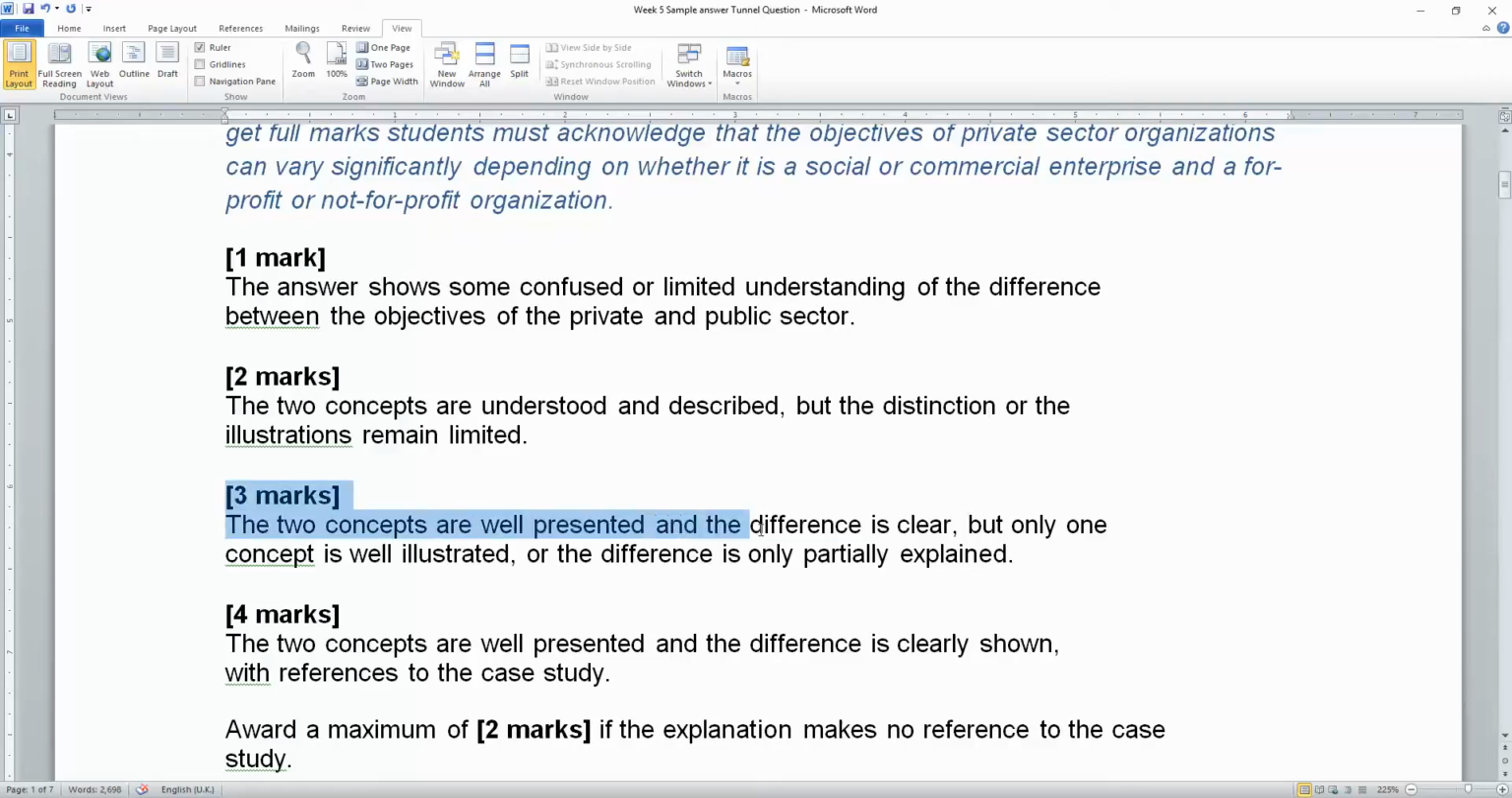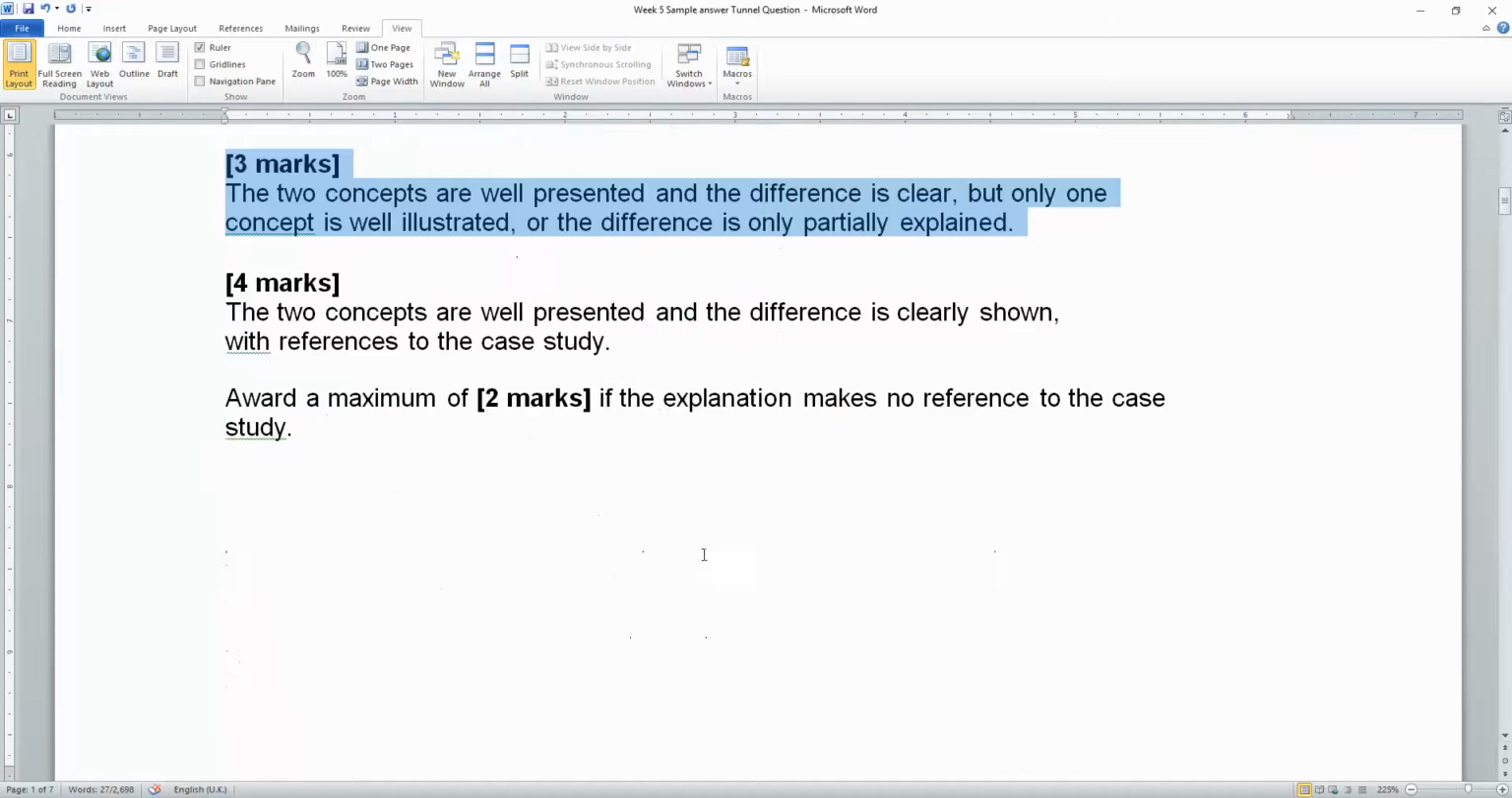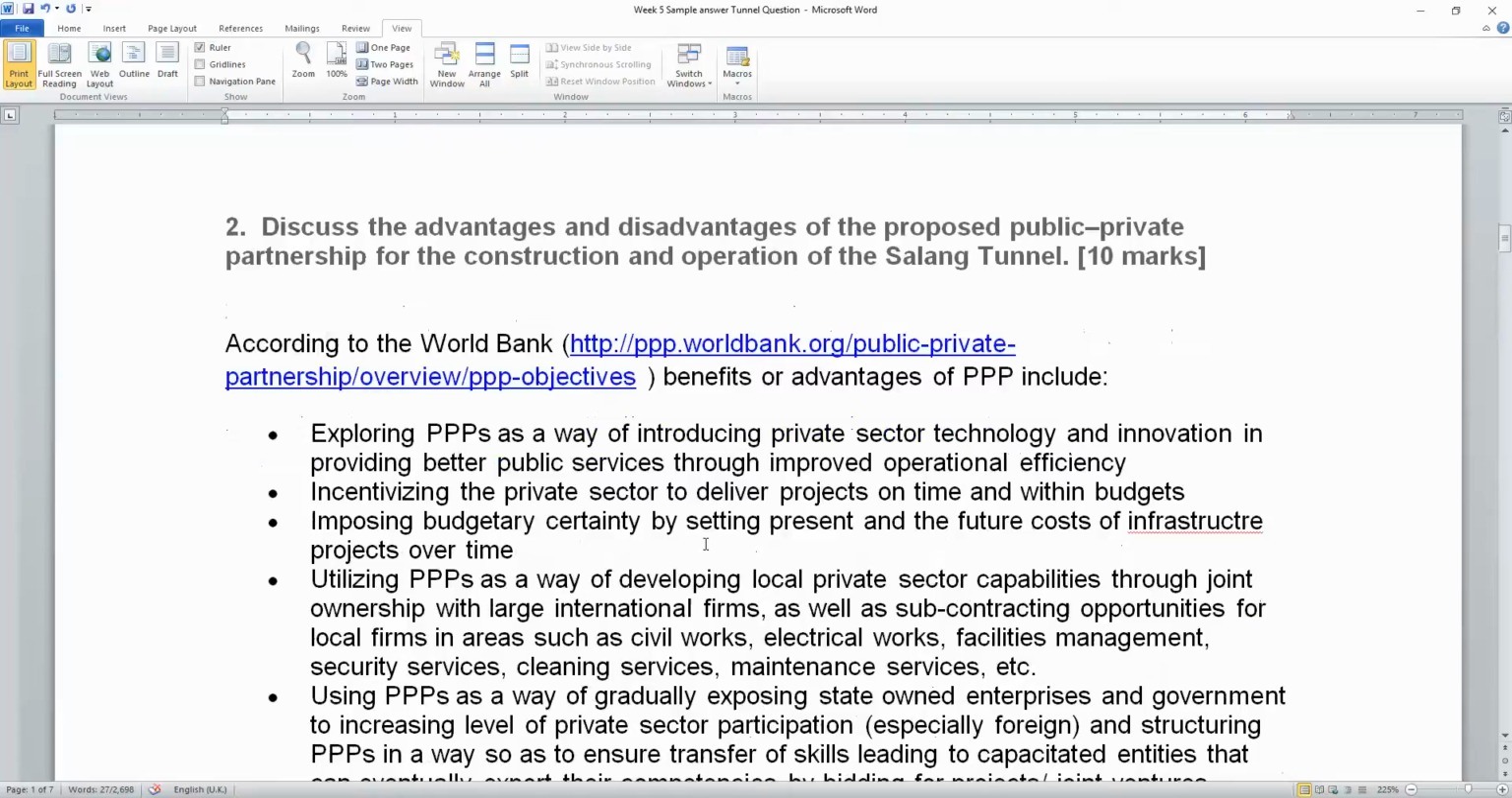You identified the two concepts fairly clearly, although you missed out the fact that they might have different objectives rather than profits, and you tried to link it to the article. Right, moving on to question 2.